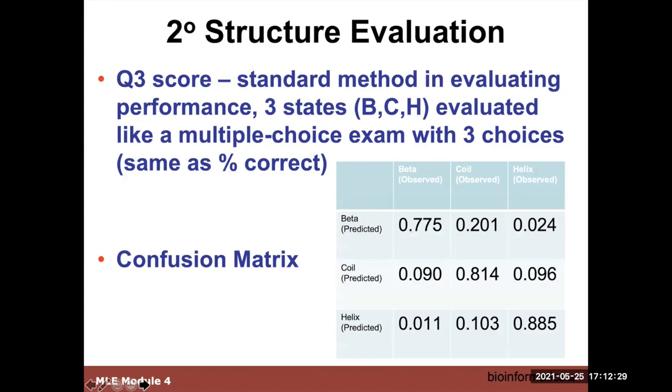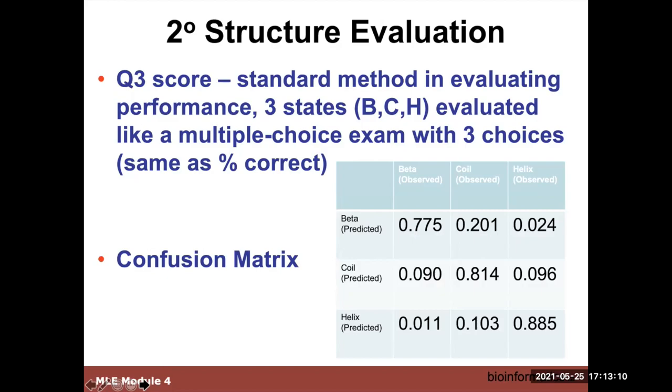The way that secondary structure is evaluated is sort of like a multiple choice exam, where if you had answers A, B, and C, you count the number of correct answers from A's and B's and C's. So in secondary structure, we have B for beta sheet, C for coil, and H for helix. And so you can have essentially a confusion matrix, comparing the predicted and observed values. So you can have, in this case, the diagonals, the beta sheet was predicted 77% of the time, coil 81% of the time, helix 88% of the time correctly.